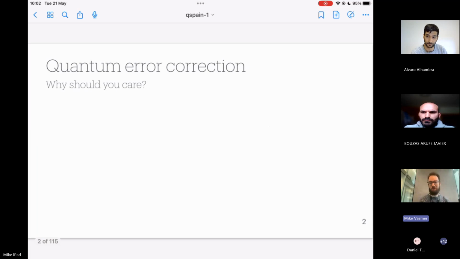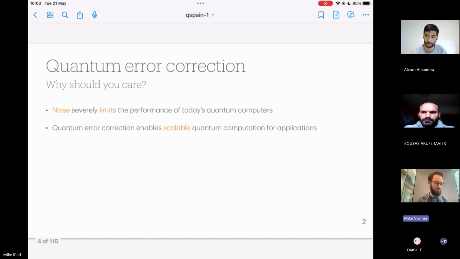Okay. So I wanted to start with a high-level picture of why you should care about quantum error correction as a topic. I think there are a few reasons. One of the main ones is that the current quantum computers we have, their performance is severely limited by noise. It means we can't run deep circuits, and it's very difficult to get good data out from them. And quantum error correction has the promise to enable scalable quantum computation for applications. So if you want to run all the applications you've heard about, like Shor's factoring algorithm, or a chemistry simulation, or some kind of optimization problem, then with quantum error correction, the promise is to achieve scalable quantum computing to do this.